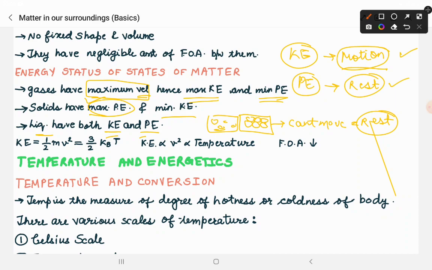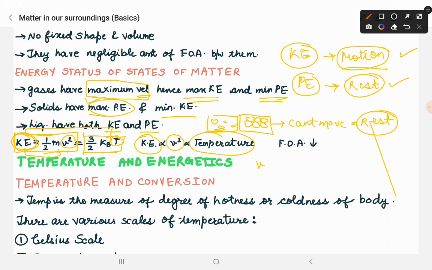Now there are some formulas of kinetic energy that you have to learn. This you learn in your physics, that kinetic energy is half mv square, or it is 3 by 2 kBT. Here we should know that kinetic energy has a dependence on velocity as well as a dependence on temperature. You can see from this formula as well as from this formula that kinetic energy depends on velocity as well as on temperature.